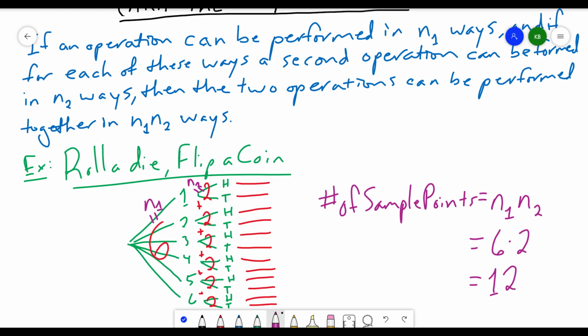Now, if you need to list out what all of the sample points are, you still need to make some kind of tree so that you can see what the possibilities are. And you could go through and say, this is 1 heads, this is 1 tails, and so on down, and make a list of your sample points to make the sample space set. But if you just need to know the number of sample points, which is very common that we need to know that number, then we can use this multiplication rule.